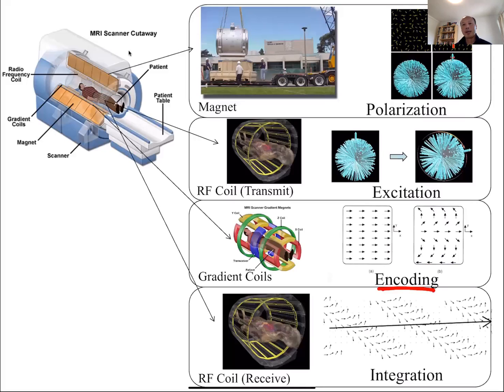We'll also then talk about how the RF coil is used once again in receive mode to integrate the signal. The idea is the RF coil not only sends energy into the object, but it also receives the signal from the entire object, or at least part of the object. And that receiving of all those signals from all the spins, we can consider an integration process.